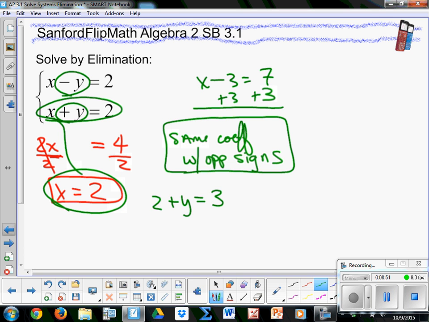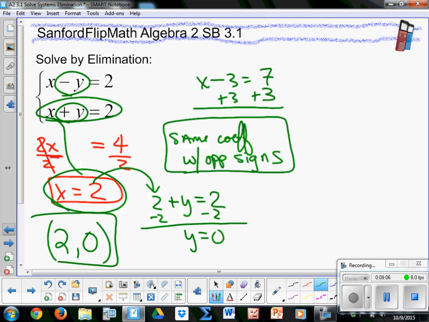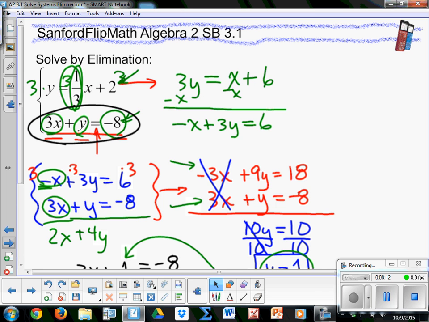Whoop, that was hilarious. There was not a 3 in this problem. Okay, so this is the x value, plus y equals 2, subtract 2 from both sides, y equals 0. So this solution is 2, 0. Okay, so this is now done. Sorry about that. Okay, I'm going to do one more. So let me pop back.